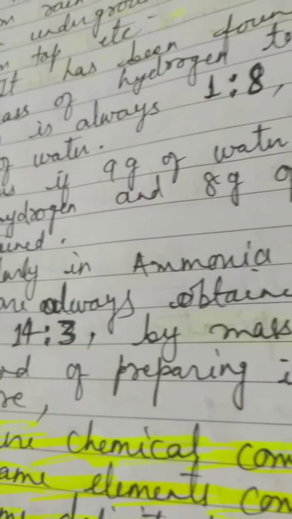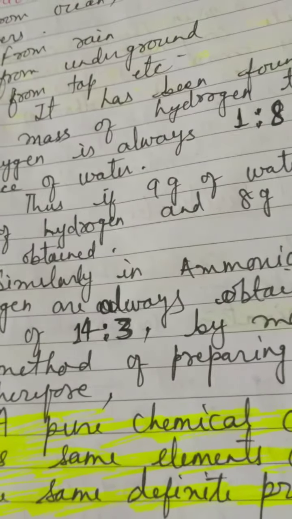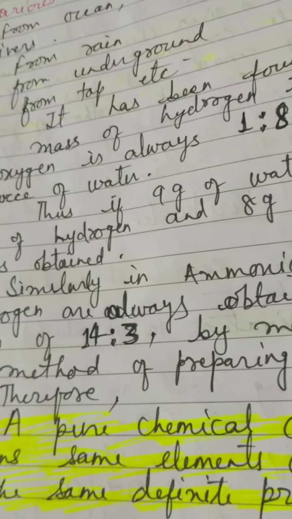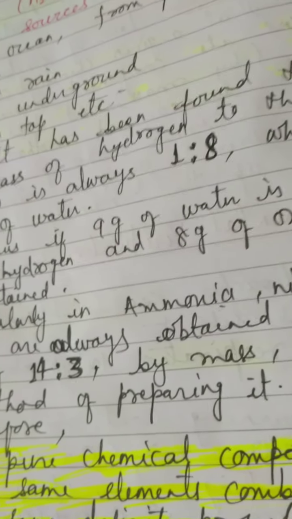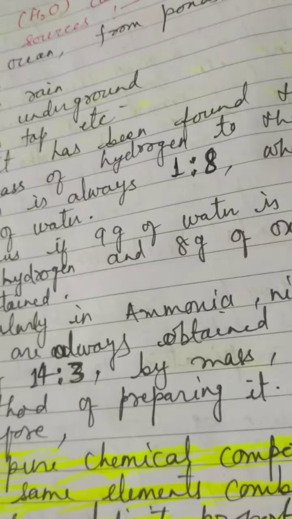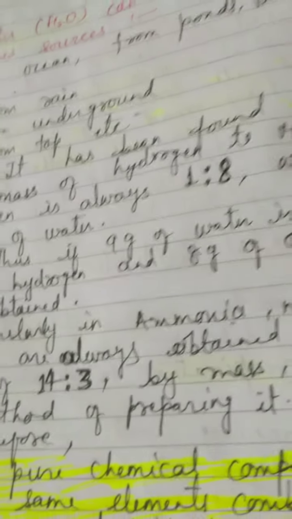So similarly, in a very common compound, ammonia, which has the formula NH3 because it has one atom of nitrogen and three atoms of hydrogen, nitrogen and hydrogen are in a fixed ratio of 14:3, whatever its source. Whether it is produced by the Haber process, which is the industrial process, or just by the chemical combination of nitrogen and hydrogen, or it is obtained from the dairy where it is used as a coolant.